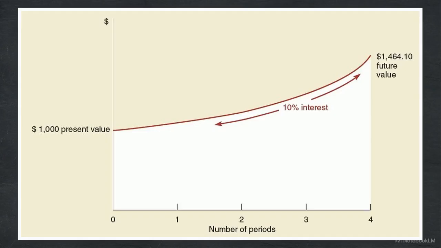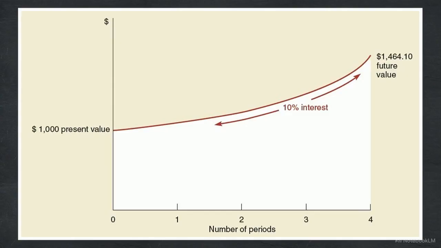This line graph illustrates the mechanism of compounding. An initial $1,000 present value grows toward a $1,464 future value over 4 periods. Exponential growth is driven by the factor of 1 plus the interest rate, raised to the power of n periods.